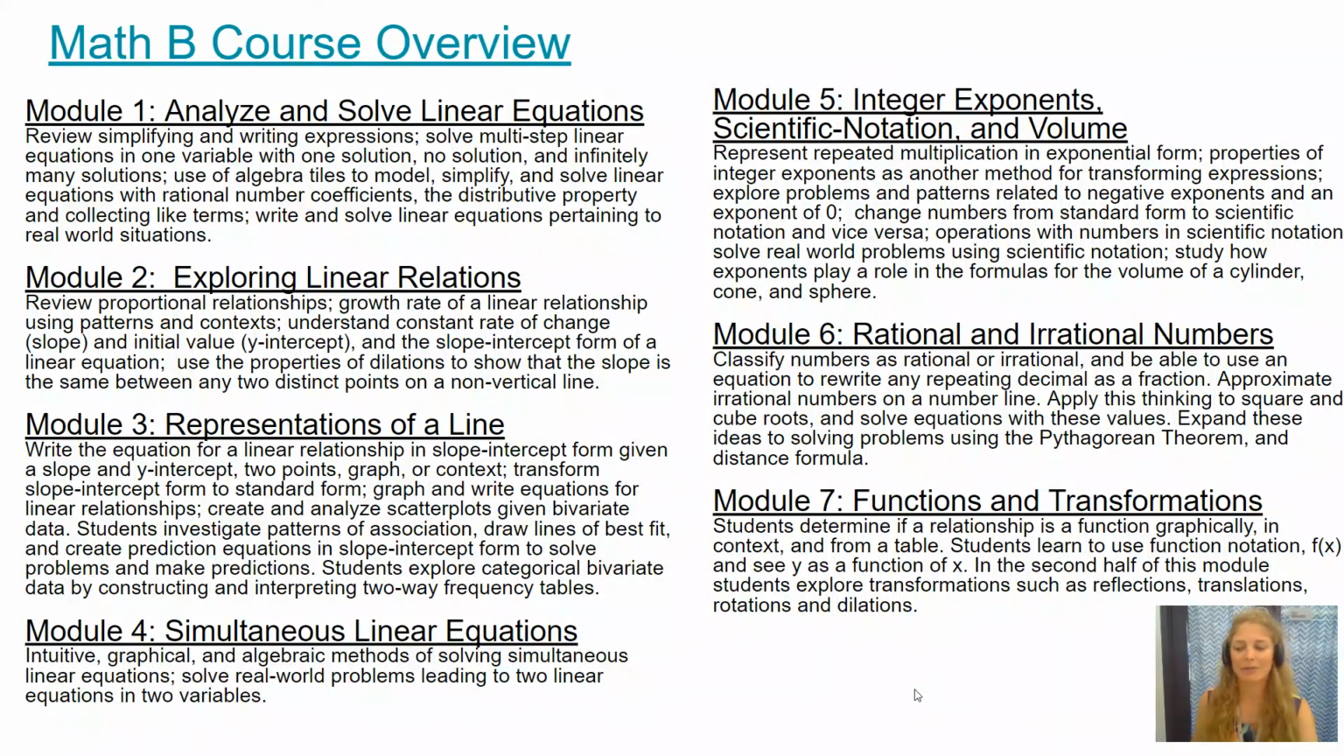These are all the modules that we will cover this year. We're covering 7 modules. It's a great mix of math topics and concepts that are building on our 7th grade curriculum, and also getting ready, building some strong foundations for what we'll see next year in math.